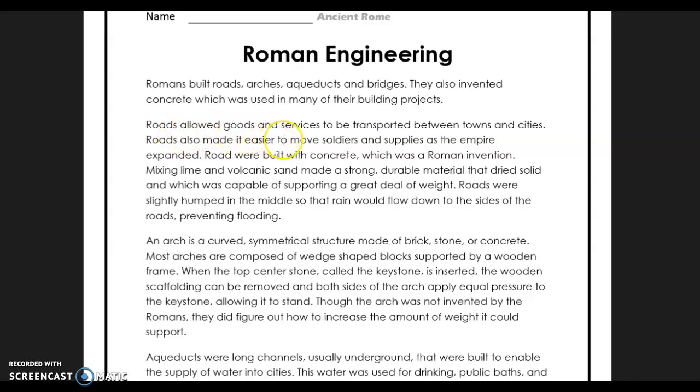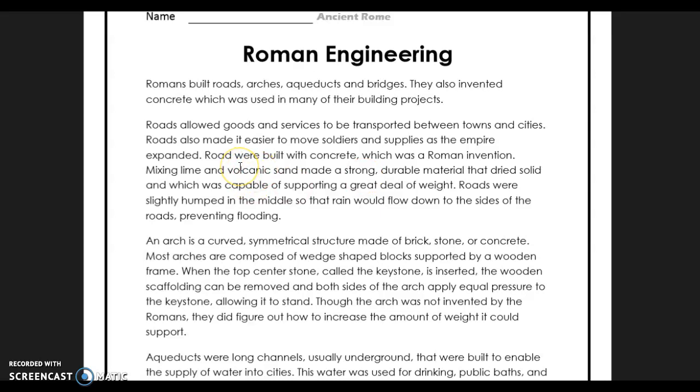Roads also made it easier to move soldiers and supplies as the empire expanded. What are soldiers? They are armies, the جيش. So, roads made it easier for the army or the soldiers to walk from point A to point B as well as the empire expanded. Expanded, it means it got bigger. You remember the empire got bigger. They started traveling. They started conquering more and more land.